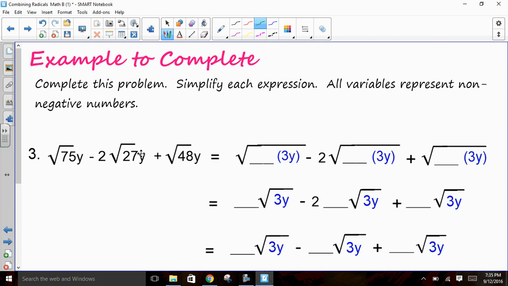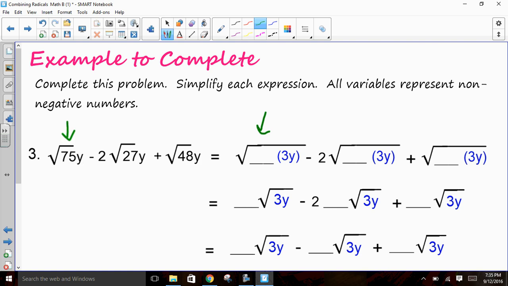Alright, so I'm going to take a look at breaking up each individual term. This one has been started for you. You just have to fill in the blanks. This first radical corresponds with this first radical here. So originally I have 75y. 75y is equal to something times 3y. So I'm assuming that something is going to be my perfect square.